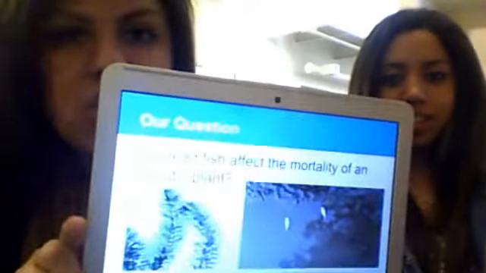Our Ecocolumn system is called Romeo's Direction. So our question is, do dead fish affect the mortality of an aquatic plant? We want to know if the dead fish affect the aquatic plant, like does it poison it or does it not do anything to it?